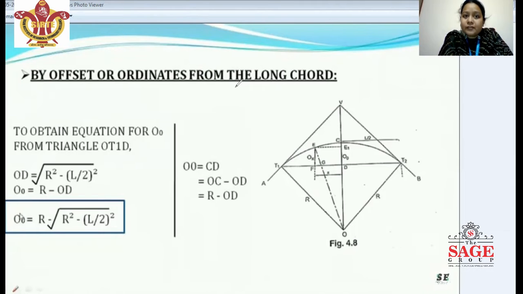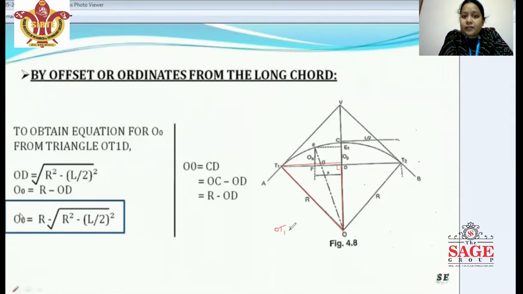Just a minute, we have to use the line sketch. That is our right angle triangle. You can see here, that is our right angle triangle. We use the Pythagoras theorem. How is it used? Simple. That is our 90-degree angle. The OT1.